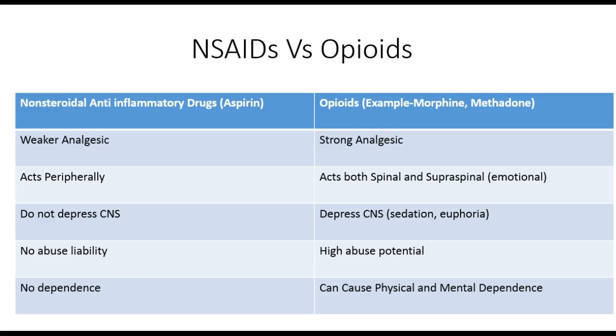One big advantage of NSAIDs is that they do not have any abuse liability nor dependence, whereas with opioids, the major drawback is that they have a high abuse potential and can cause both physical as well as mental dependence. And that's why opioids are a controlled substance.